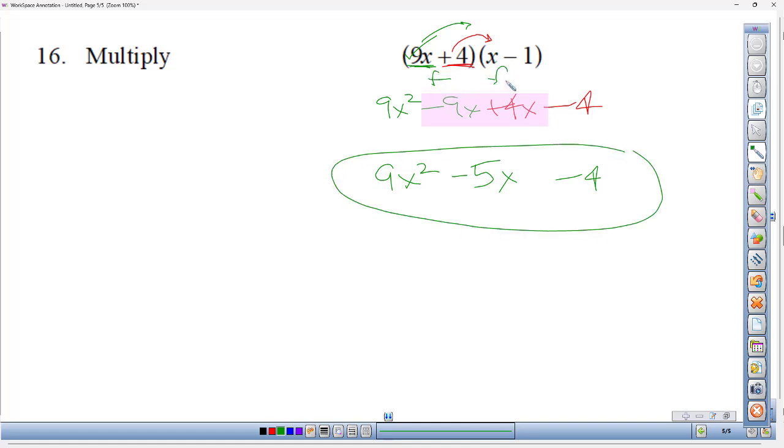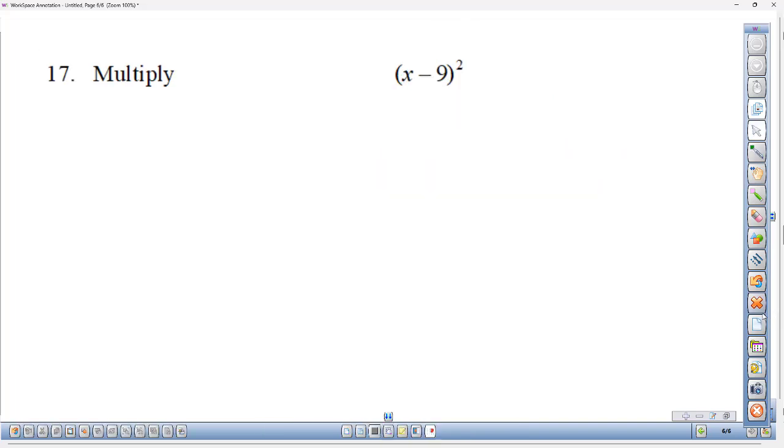Negative 5x, and that is the product of these two factors. Factor times factor equaled our product. There's the answer to this multiplication problem. Here's number 17. They want us to take the binomial x minus 9 and multiply it times itself.